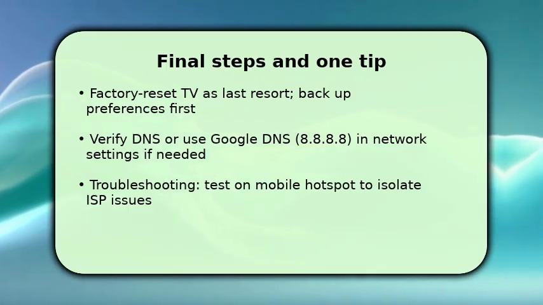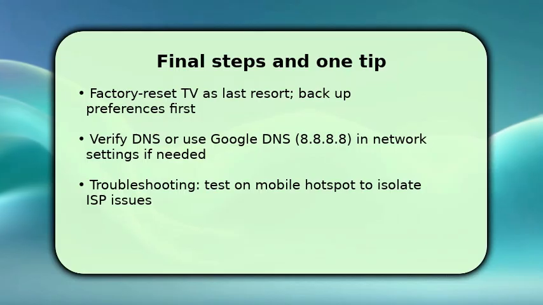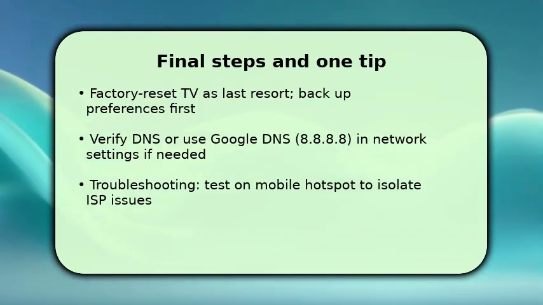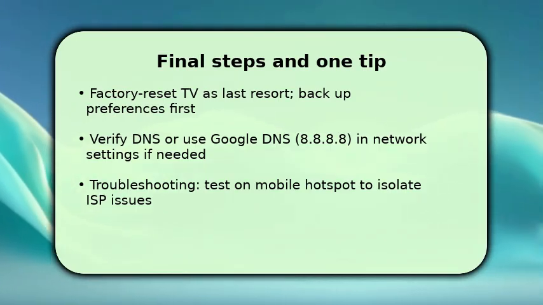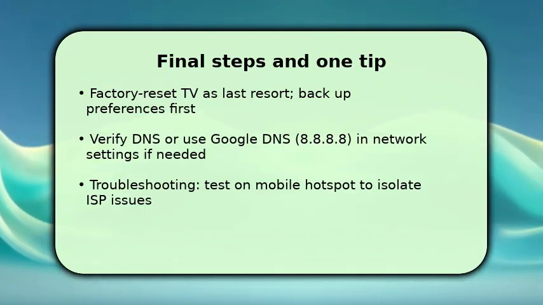Also, inspect network settings. Set DNS to a reliable server such as 8.8.8.8 because DNS problems can block YouTube access. If issues continue, test the TV on a mobile hotspot to isolate whether your ISP or router is at fault. If the hotspot works, focus on router or ISP fixes.